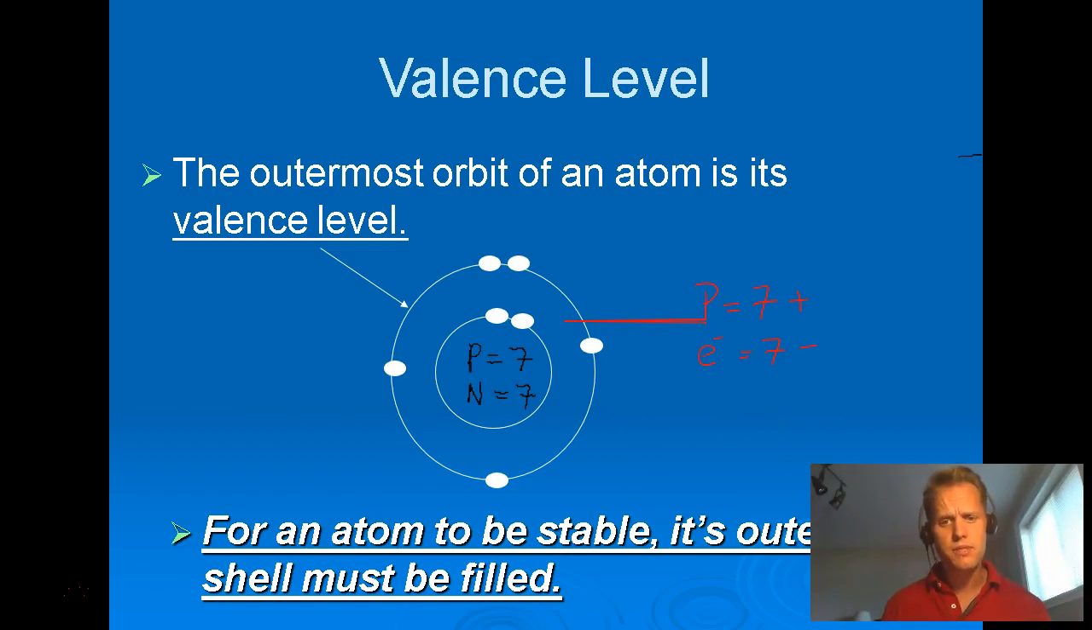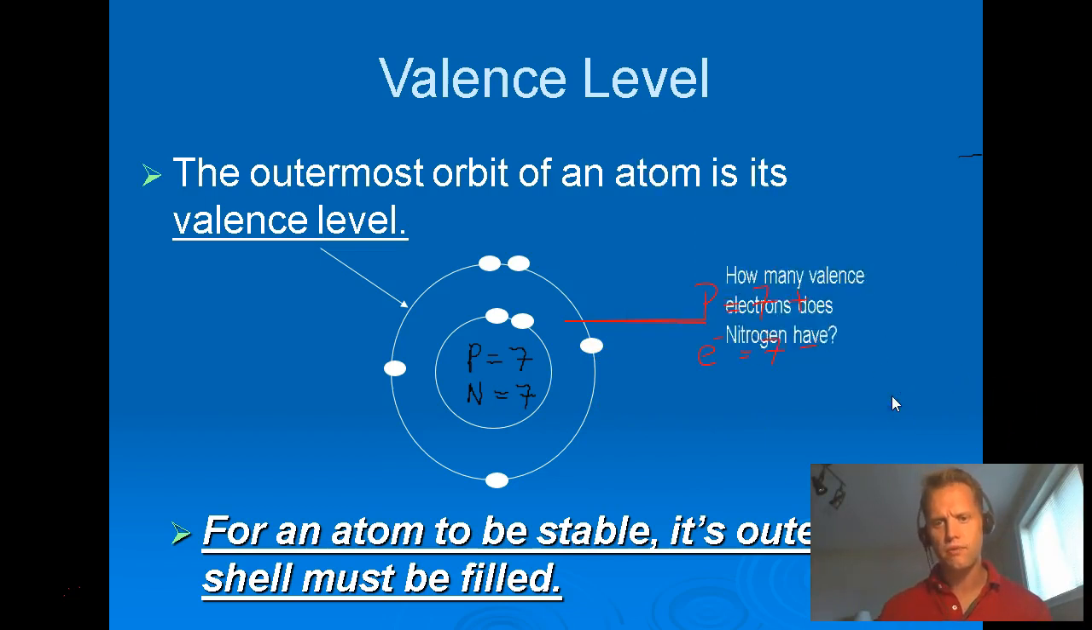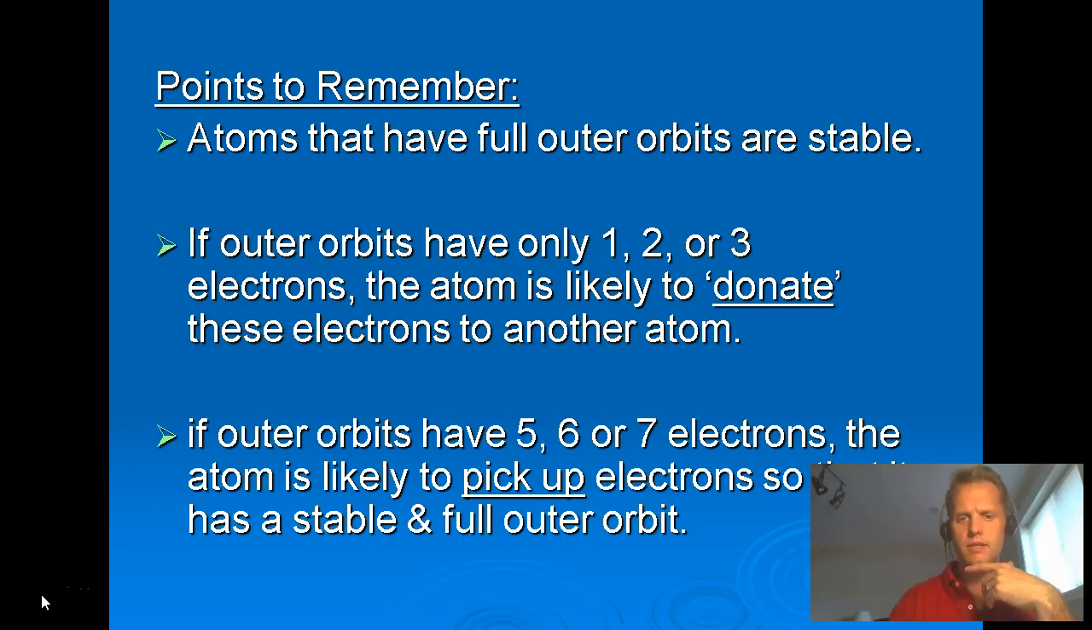But it's not stable. To become stable, it has to have a full shell. So the question that I have for you is what is this going to do to get a full shell? Is it going to lose or gain electrons to get a full shell in the outermost level? Well, the answer is, if it has more than 4, it's going to gain electrons. If it has less than 4, it's going to lose electrons. So if you have 1, 2, or 3 electrons, it's going to lose electrons or donate them. If you have more than 4, you're going to gain electrons.